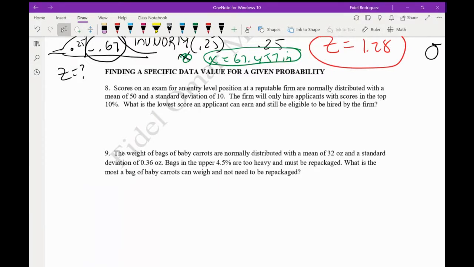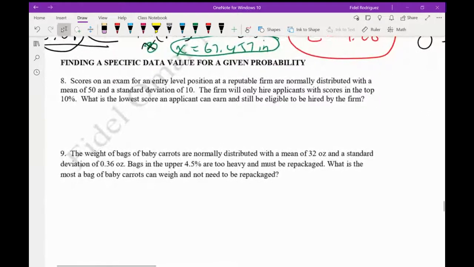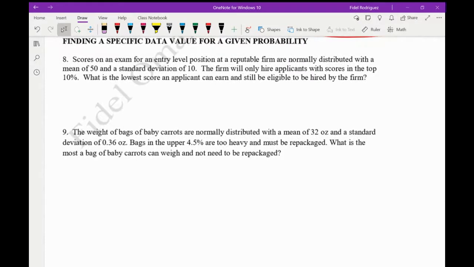So let me at least set up problem number 8 for you guys so we can see if we can figure this thing out. And number 8 says, scores on an exam for an entry-level position at a reputable firm are normally distributed with a mean of 50 and a standard deviation of 10. So right there, that tells me that my mean is 50 and my standard deviation is equal to 10. And it says the firm will only hire applicants with scores in the top 10%.